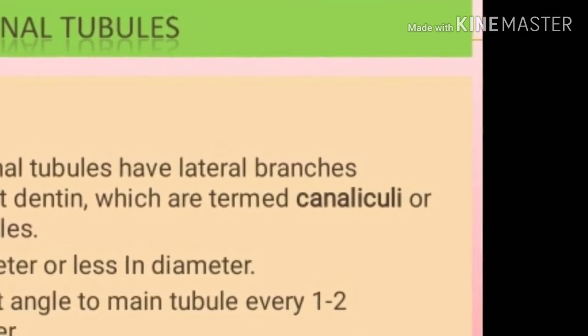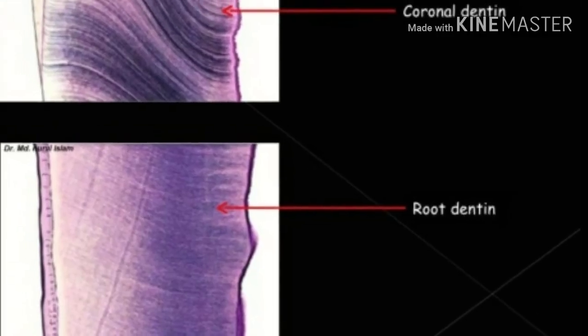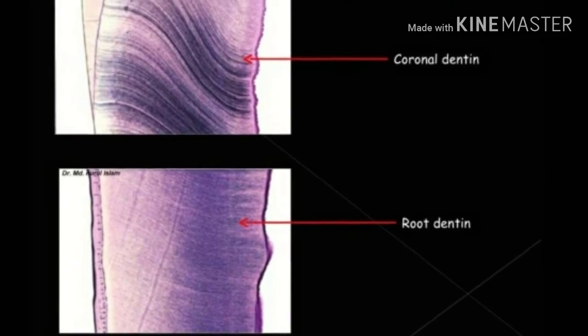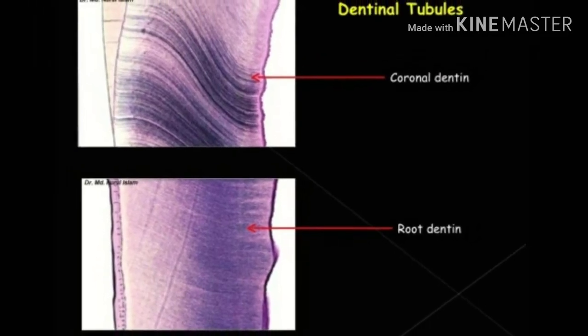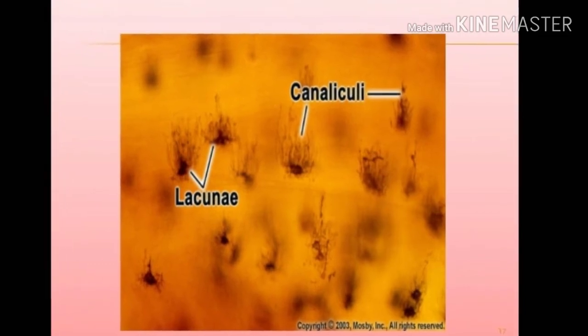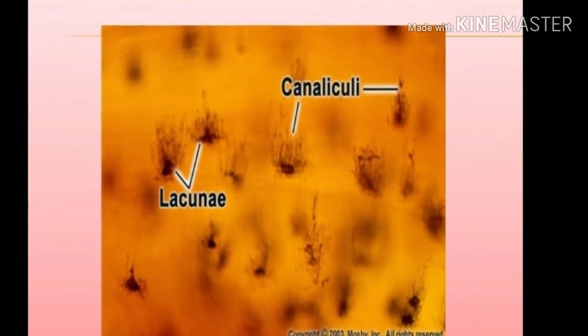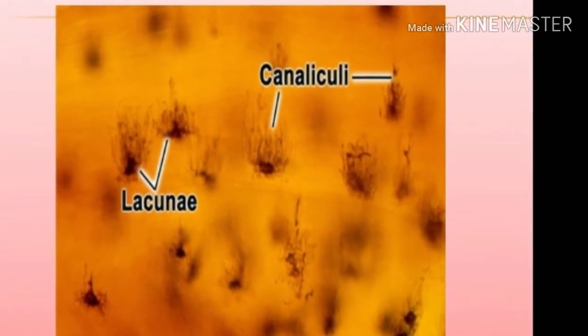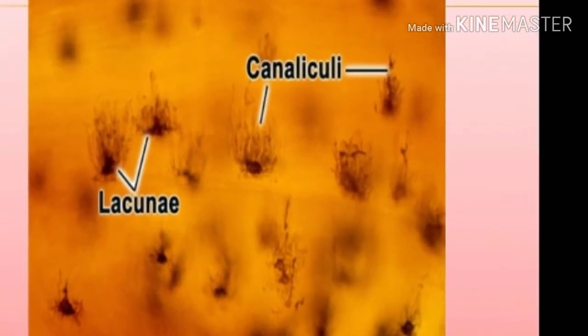The figure shows the orientation of the dentinal tubules in the coronal dentin and the root dentin. Coronal dentin forms before the root dentin. The figure shows the lacunae in which the cell bodies of the odontoblast are present and the canaliculi in which the tubules of the odontoblast are present.